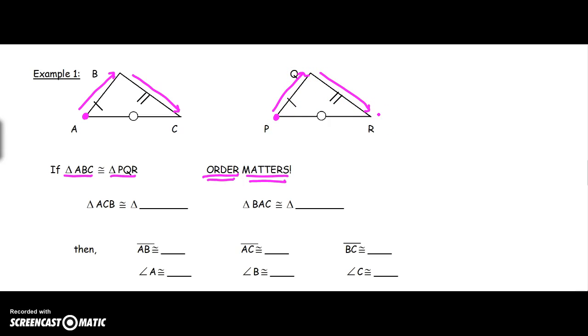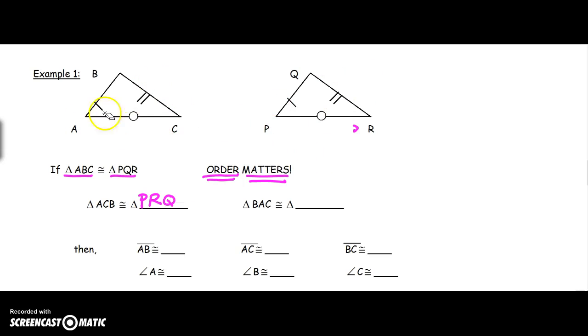So those positions of the vertices matter when you are labeling these. If we try another one, we have A, C, B. This means we started at A, went to C, and then up to B. So if we label the second one, it's going to be P, because it's in the same position, R, Q. We have to use the same flow, P, R, Q.